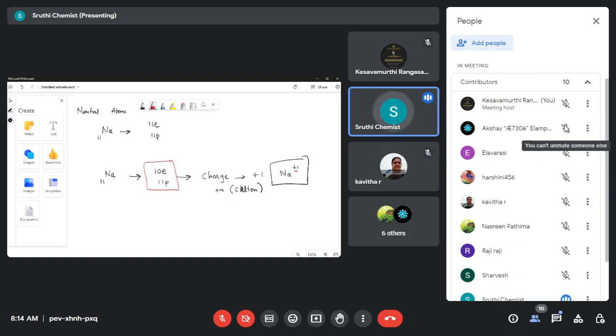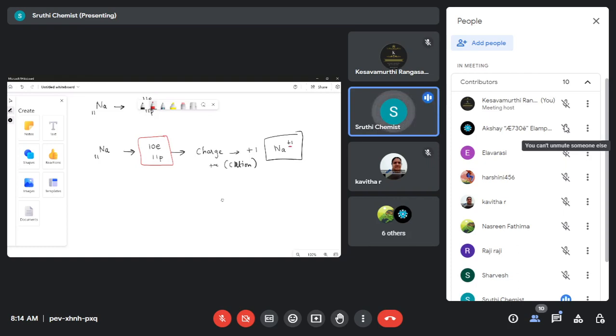Okay. So whenever an atom loses its electron, there is no increase in the proton charge. The proton charge is just extra compared to the electrons. So of course it will have a positive sign. Okay. That is the reason it is Na plus 1. The same way we will do it for aluminium.